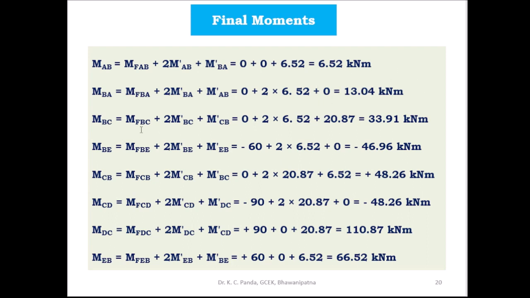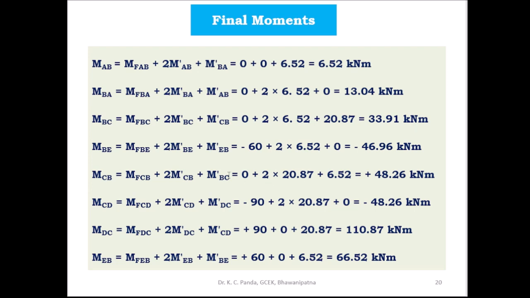Then MBC is equal to MFBC plus twice M dash BC plus M dash CB. So this is equal to the fixed moment of BC 0 and twice the rotational moment M dash BC, 2 into 6.52, and once the rotational moment M dash CB, plus 20.87. This is equal to 33.91 kilonewton meter.